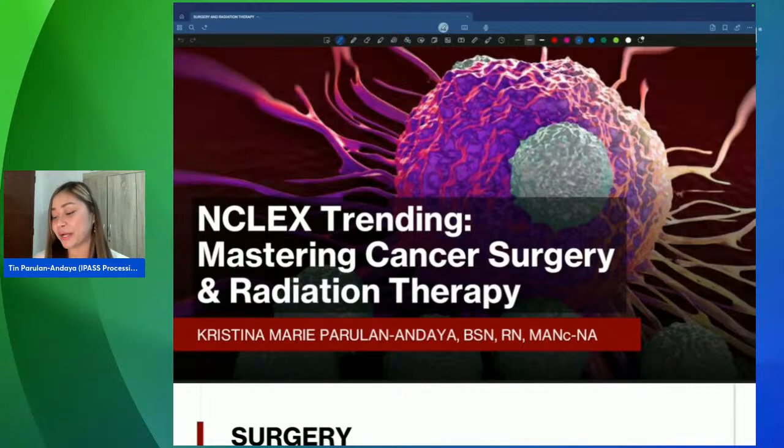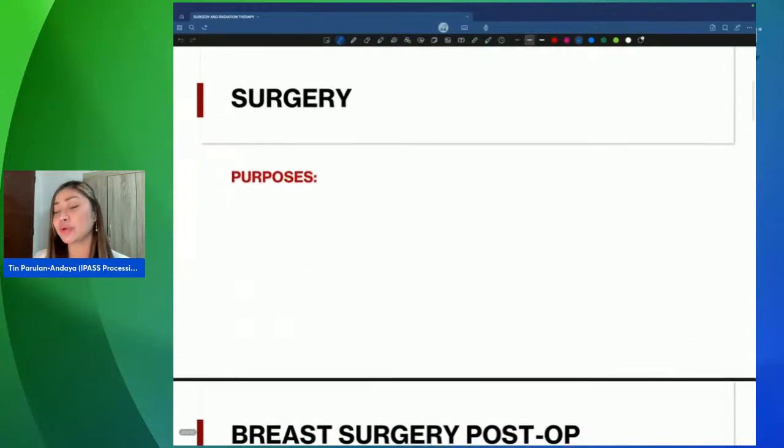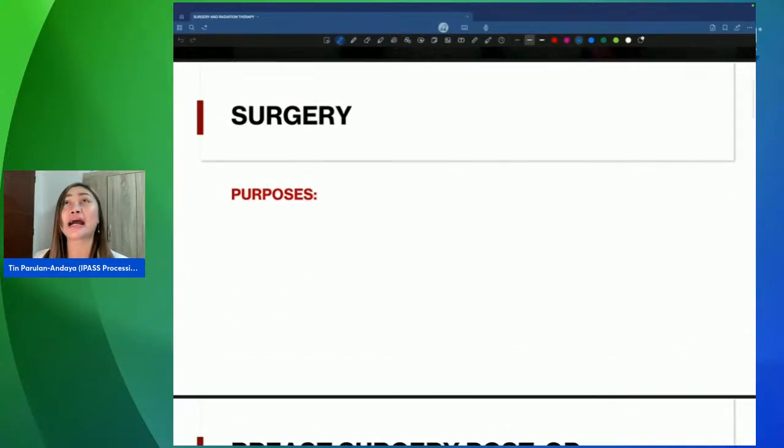So let's talk about surgery. We all know that surgery is the primary modality of treatment when it comes to cancer. But it's very important that you know, in oncology nursing, surgery is not always about removing a tumor. It can serve different purposes, and NCLEX loves to test if you know the difference.